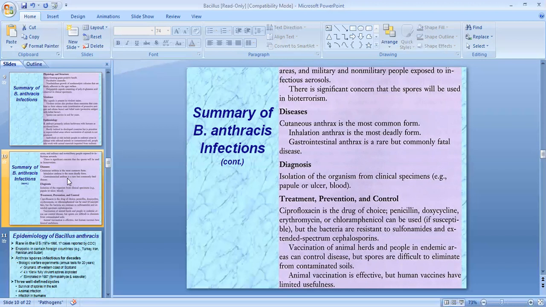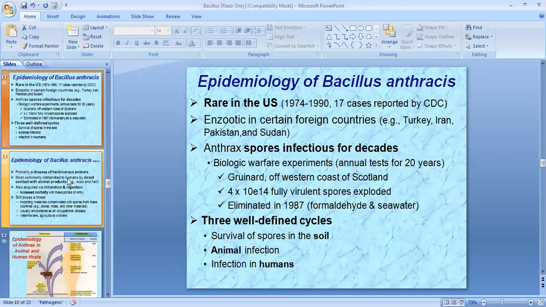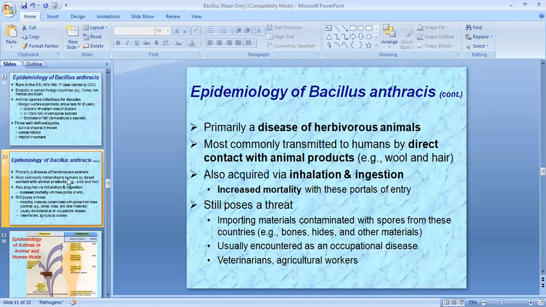Vaccination of animal herds and people in endemic areas can control the disease, but spores are difficult to eliminate from contaminated soil. Animal vaccination is effective, but human vaccines have limited usefulness. Epidemiologically, it is rare in the US, and exotic in certain foreign countries. Anthrax spores remain infectious for decades. Biological warfare experiments have happened.